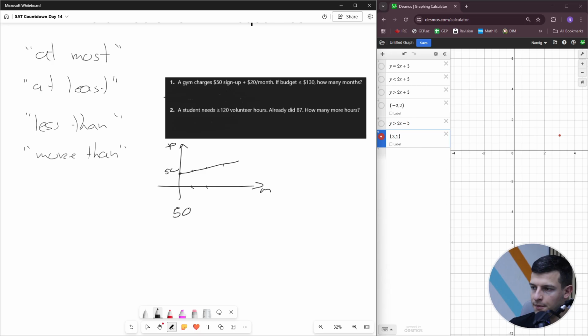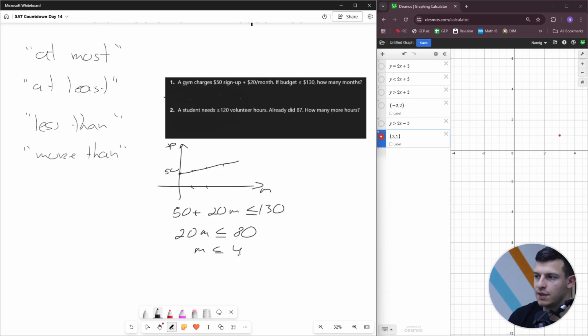50 plus 20m, m meaning the month, right, should be less than or equal to 130. That's our equation, right? We can just solve that now very simply, just moving numbers to one side. So 20m is going to be less than or equal to 80, and m is going to be less than or equal to 4. So we can afford 4 months. That's our max, basically. That's how much we can go to the gym with that amount of budget.